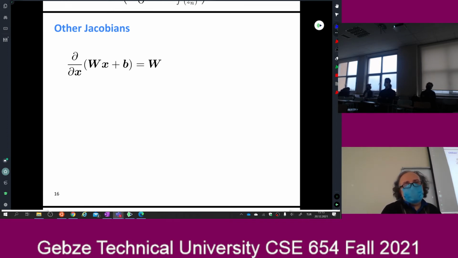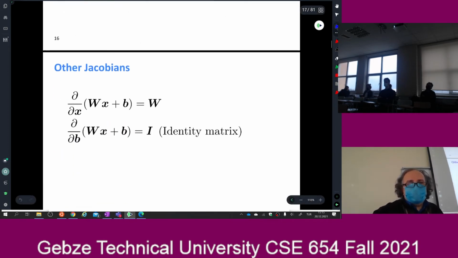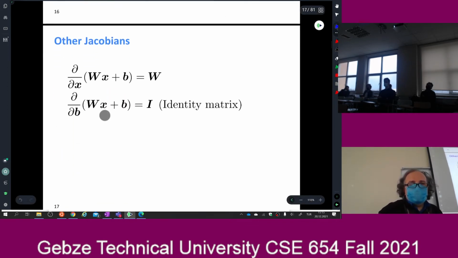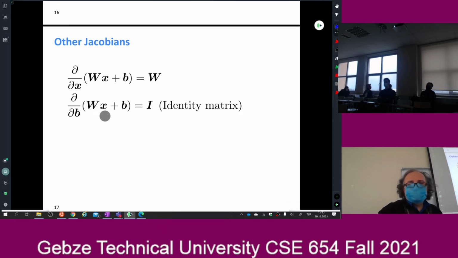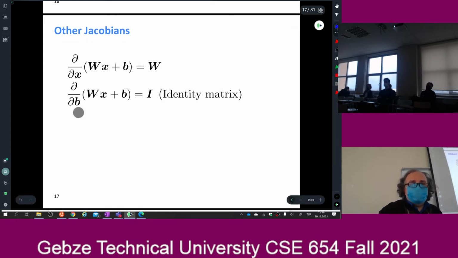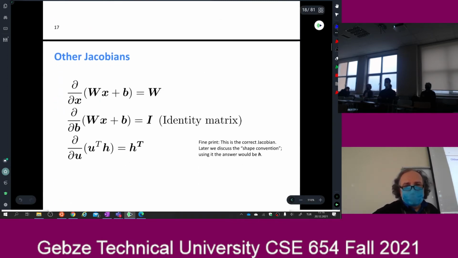It looks like regular calculus, but you are doing this with vectors and matrices. So the notation is very nice. I can talk about matrices and vectors. And another one is this one. If I take the derivative with respect to B, the biases, there is nothing about the biases inside this W or X, but it is here. So I will get the identity matrix back.